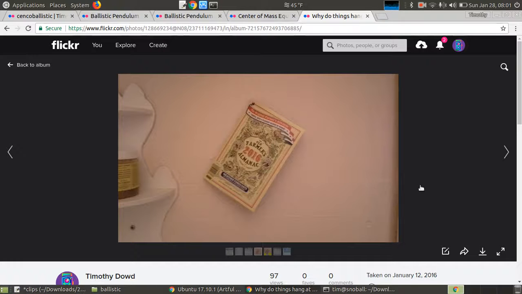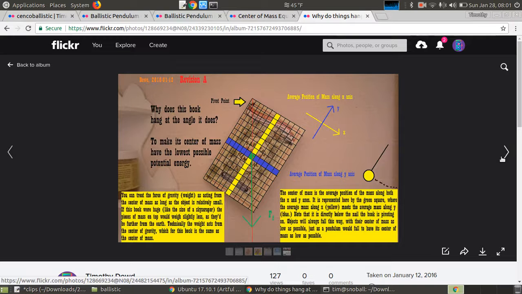If we graphically divide this book up into little pieces of mass, you can see I made it look like a grid of graph paper. And the average position of mass along the x dimension, which I called the top of the book, is the yellow. The average position of center of mass along the y dimension is the blue. So you can see the center of mass must be the green, and that's directly under the nail. So center of mass is pretty easy to find experimentally.